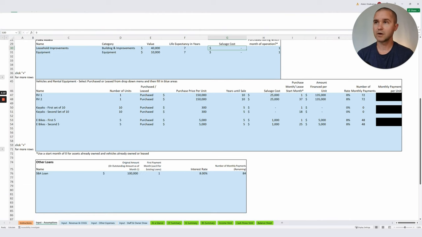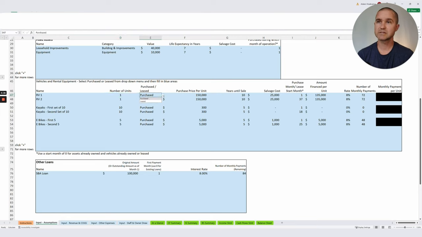Okay, now we're going to get into the vehicles and rental equipment. In this example, we'll look at two different options. We have two RVs, so like rental vehicles, and then some recreational equipment: some kayaks and e-bikes. Now you have the ability to put in the number of units of each type of equipment. So for the RVs, we just have one.